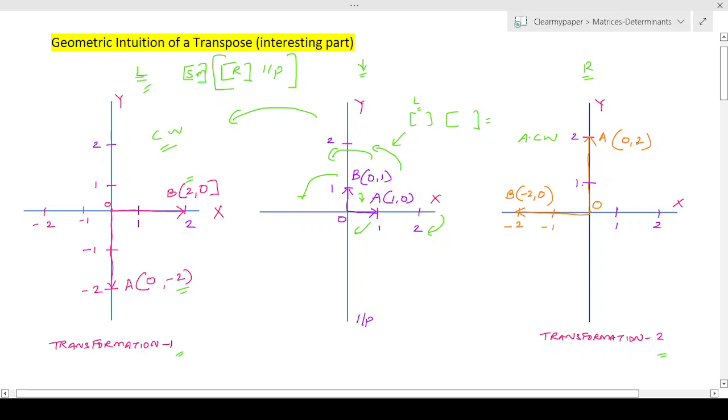So instead of clockwise, I'm rotating anti-clockwise, and this is clockwise, and then scaling by a factor of 2. These are the two sets of transformation which can be applied on the same input set of vectors, or input matrix in our case, and which give you the effect of clockwise rotation followed by scaling, and anti-clockwise rotation followed by scaling.